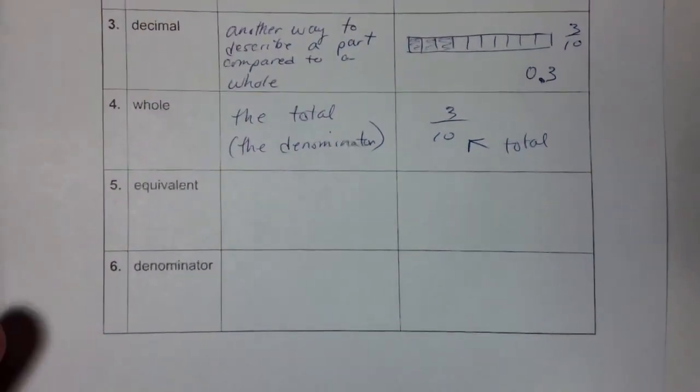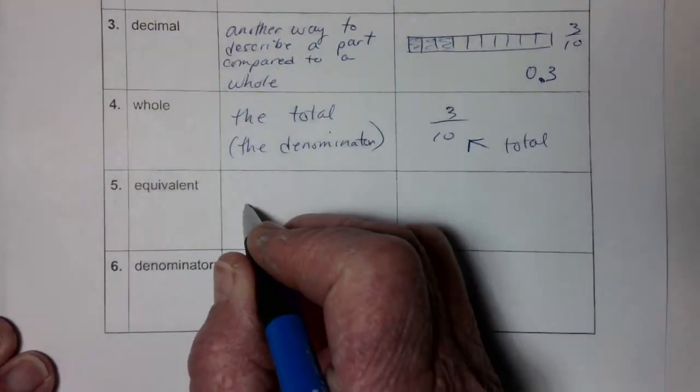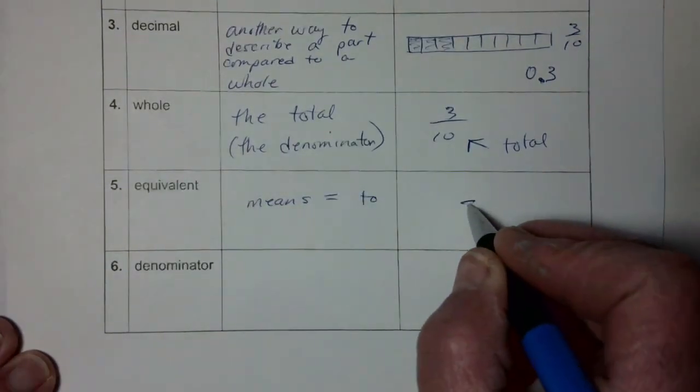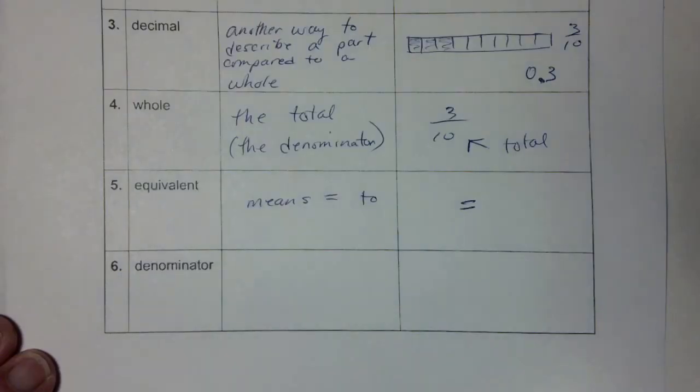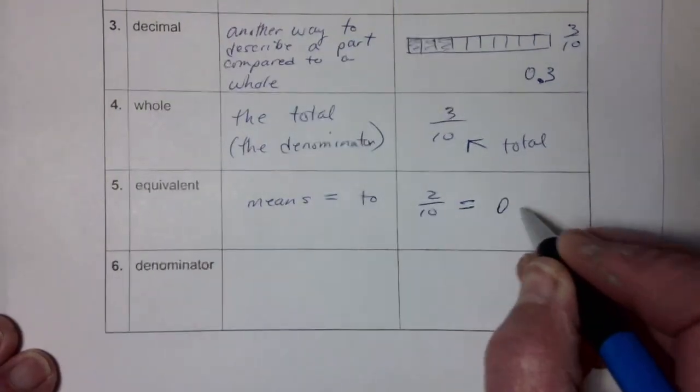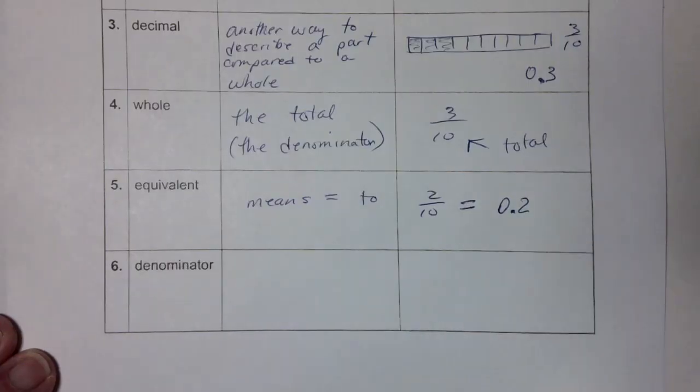Okay, let's do equivalent. Means equal to. 0.2 equals 0.2. Equivalent. They're equivalent.